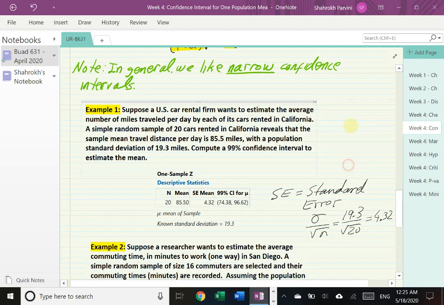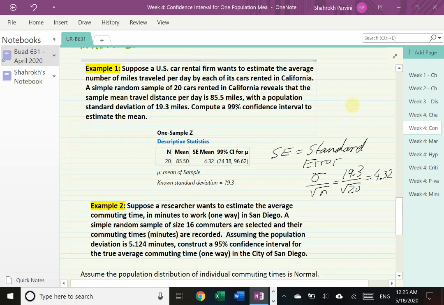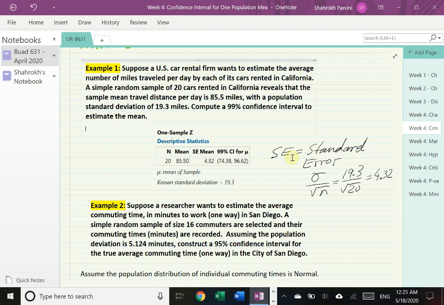Let's look at our second example, and then we will go to Minitab to do this. In our second example, and let me just jot down our confidence level here, was 99%. I'm keeping track of it, jotting down on my piece of paper. In our second example, suppose the researcher wants to estimate the average commuting time in minutes to work. So this is commuting time to work, from home to work, one way, not round trip, in San Diego.